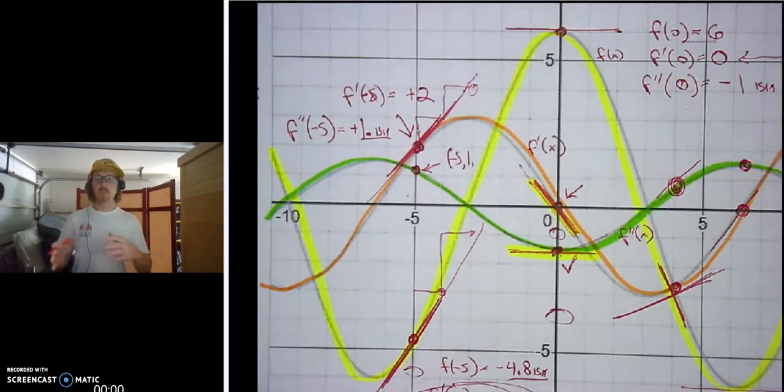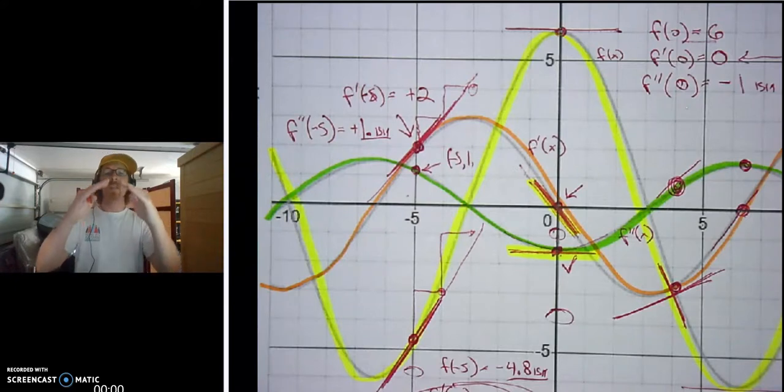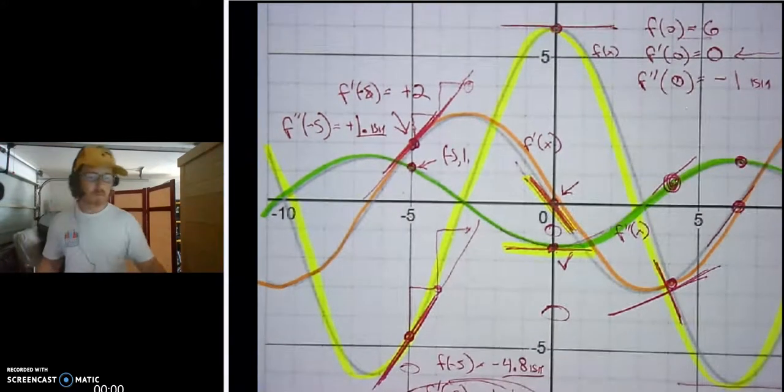So when we're looking for this, we're looking at the slope of the tangent line at that point, and that will be the output of the derivative's function. And so hopefully that helps make sense of this.